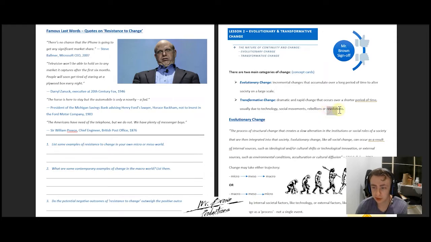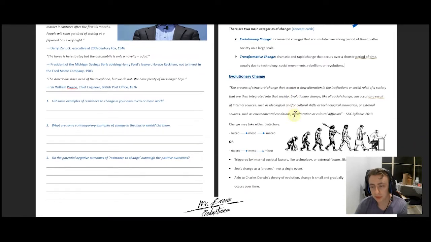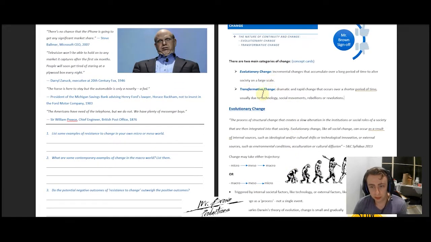Other ones are things like the Russian Revolution or French revolutions. You have rebellions in certain countries that have happened here or there where people take up arms and fight the government. And then you have various social movements that can happen rapidly. So for example, the Me Too movement was a rapid social movement that created transformative change at a macro level for women. So put both of those on different concept cards. We've got evolutionary change as one, and transformative change as another card.